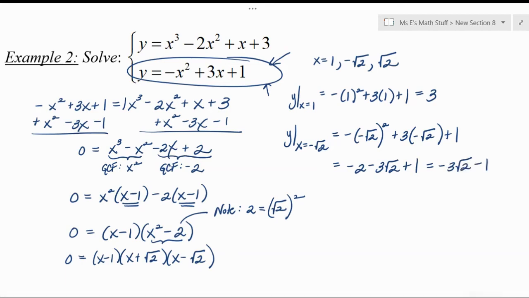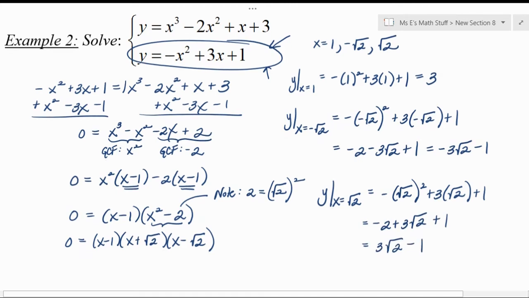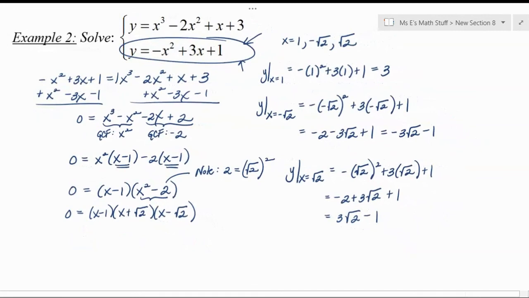Okay, now let's plug in positive square root 2. All right, order of operations, square, reverse. There we go. Okay, so now let's write our final solutions as ordered pairs.